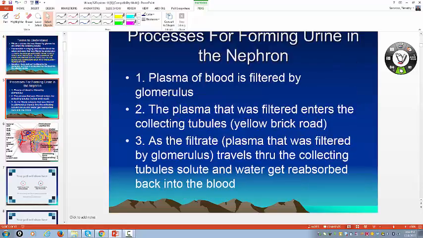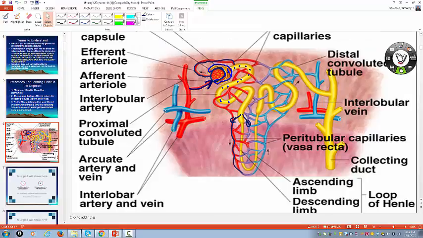So to make urine, you have to filter the plasma by the glomerulus. The plasma then is going to enter that yellow brick road, the collecting tubules, and as the filtrate moves through, the stuff that the body needs will get reabsorbed back into the blood. And then number 4, which I don't have here, some things in the plasma cannot be effectively filtered by the glomerulus, so they have to be actively secreted. So that's the process. Let's go into a little more detail.